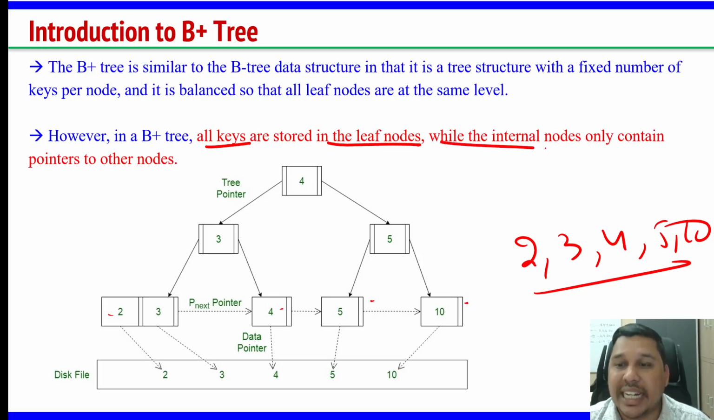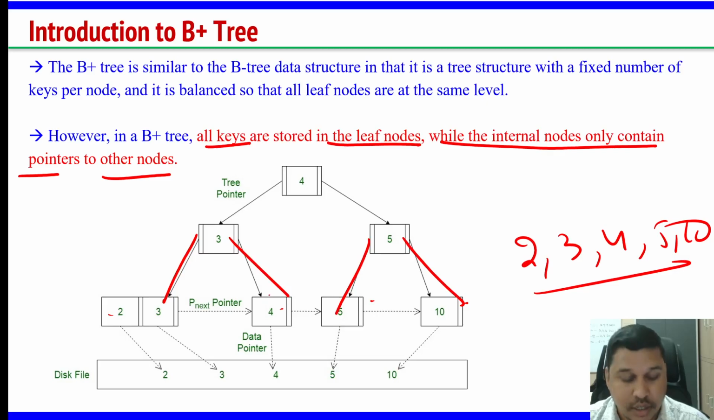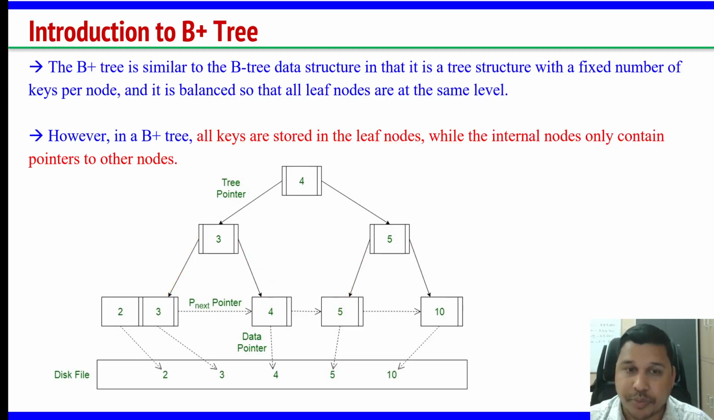While the internal nodes, other than leaf, everything is called an internal node, only contain pointers to the other nodes. This is a pointer, this is a pointer, this is a pointer, this is a pointer. We are storing pointers, right? This is your B plus tree.